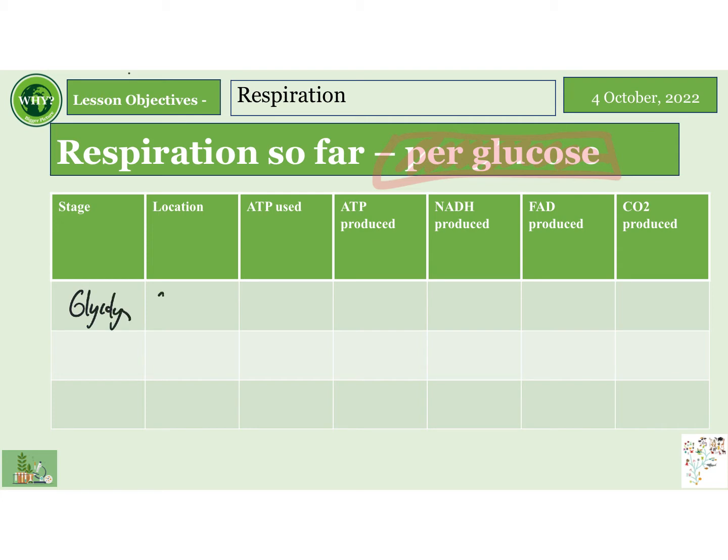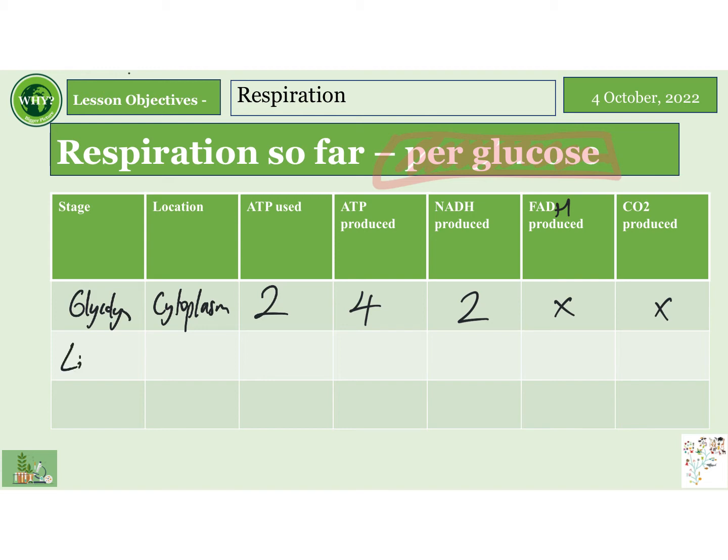Glycolysis occurs in the cytoplasm. In the very first stage of glycolysis, we use 2 ATPs. We produce 4, so there's a net gain of 2. NADH produced, there are 2. There are no FADHs produced. And there are no carbon dioxides produced. Okay? That one most of you got correct.